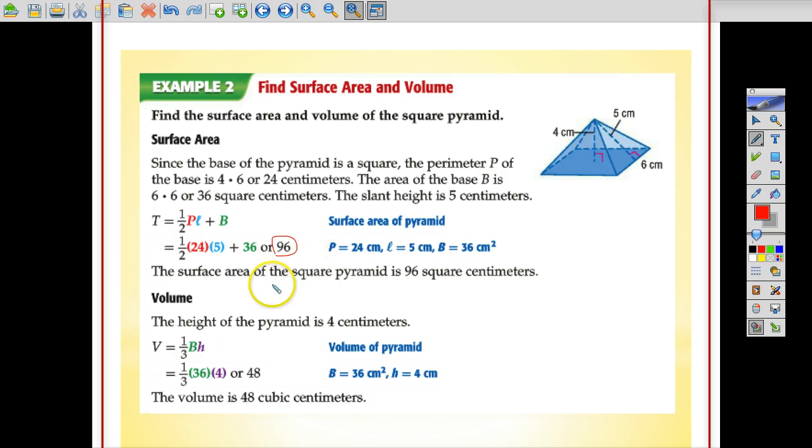Okay. The volume for a pyramid is 1/3 base times height. So 1/3, base again is 36, and the height you see here is 4. So 1/3 times 36 times 4, and you have 48.